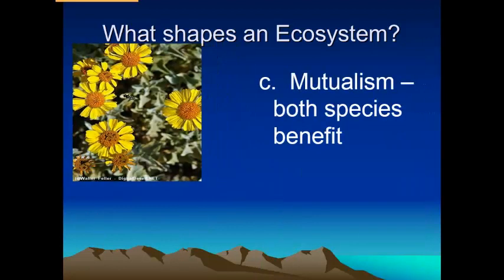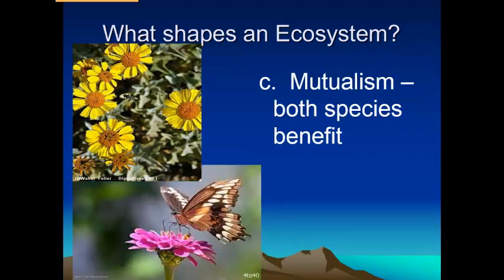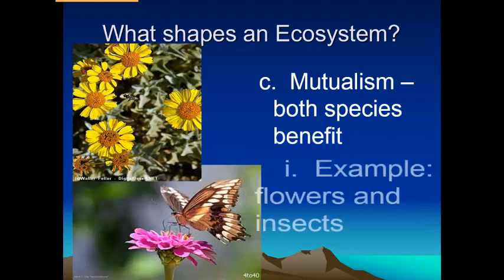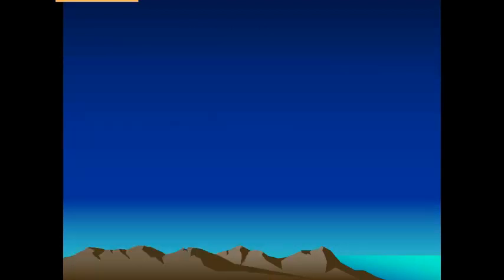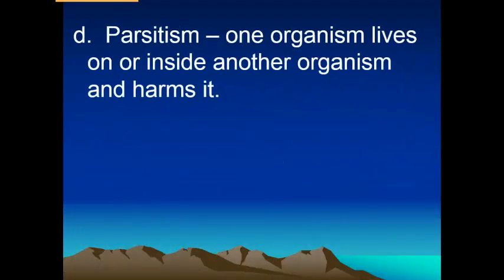Mutualism, probably the most common example in nature would be insects with flowers. So the insect is benefiting because they're getting nectar or food, and the flower is benefiting because this is how their pollen gets transferred from plant to plant so that they can make seeds and regrow again next year. So mutualism is a win-win. Both species are benefiting. Again, flowers and insects are really common there.